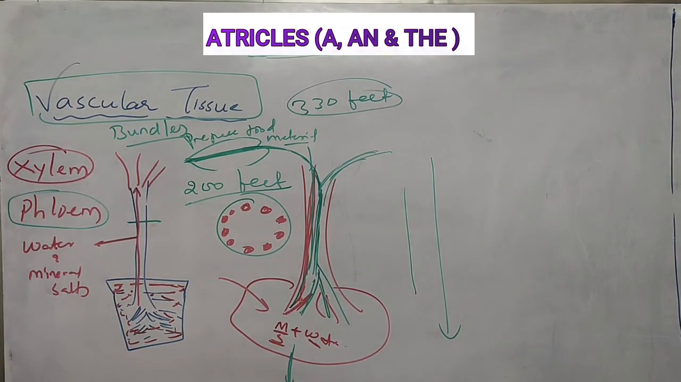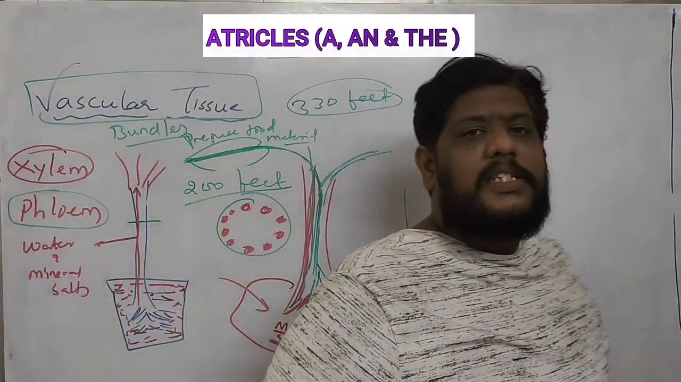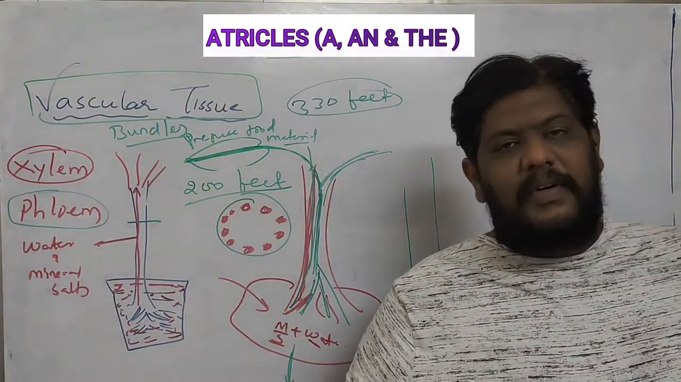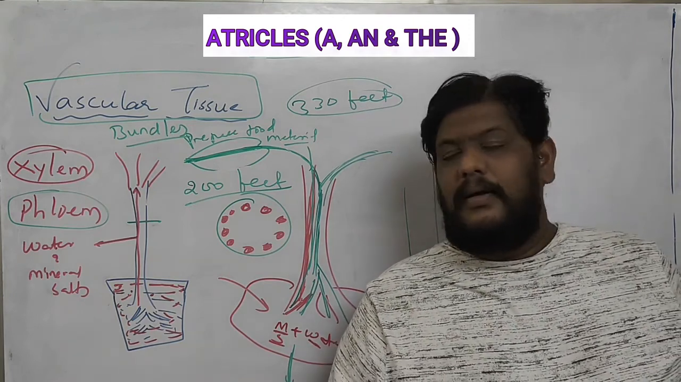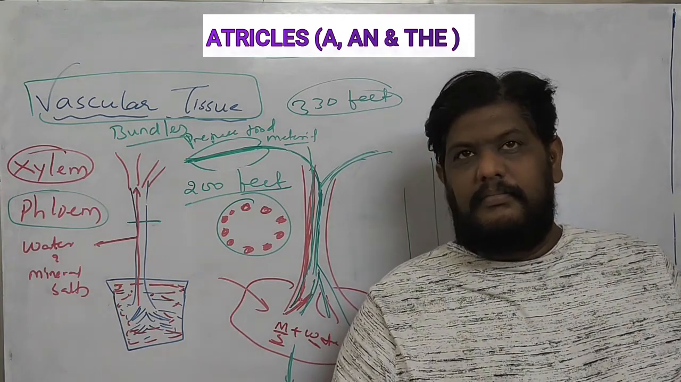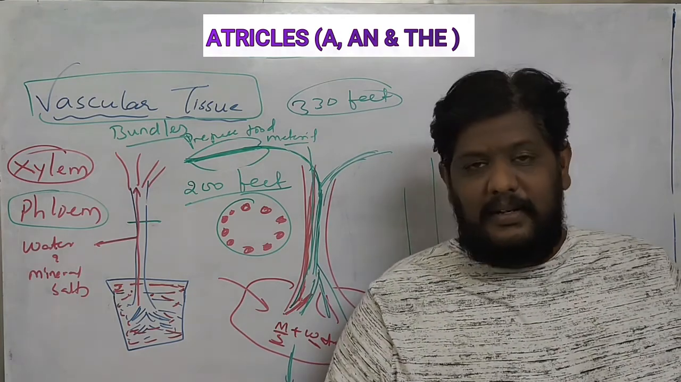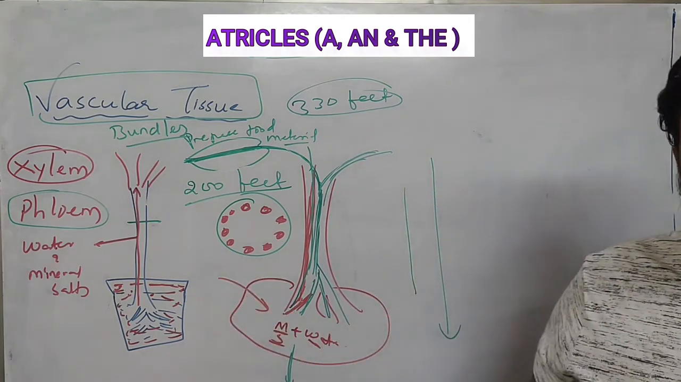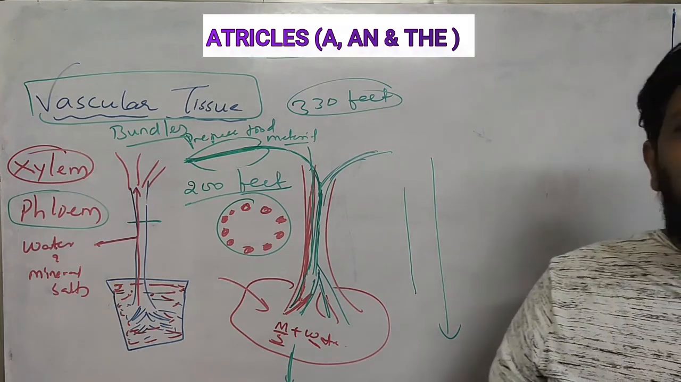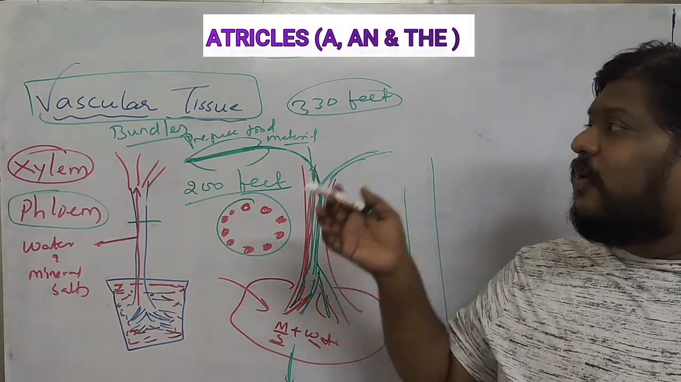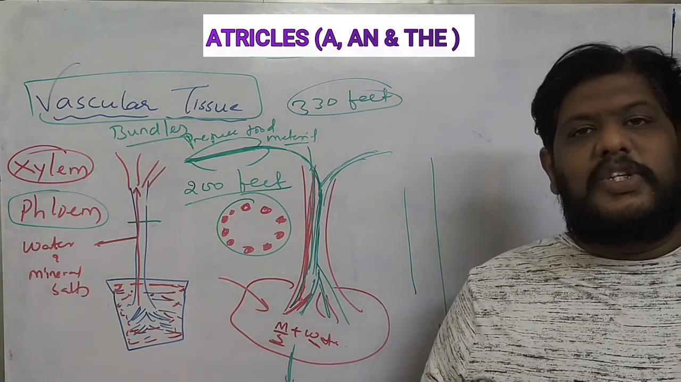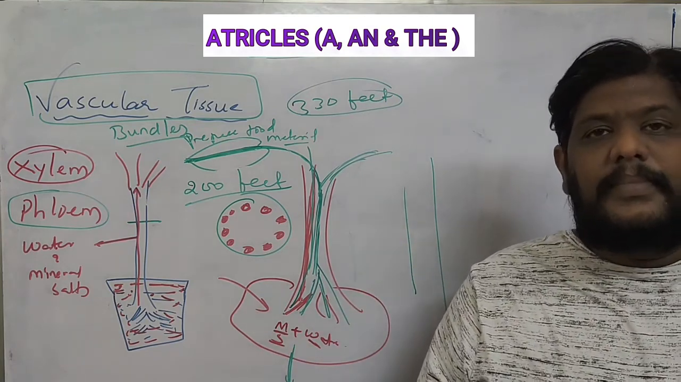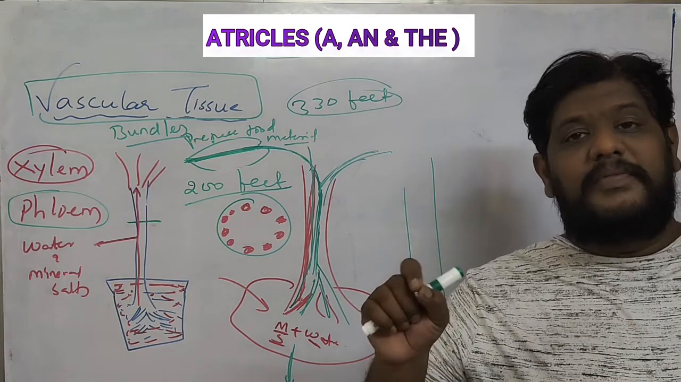So what are the 4 tissues we have read till now? What is the first one? Meristematic tissue. What is the second one? Dermal tissue. What is the third one? I forgot actually. Ground tissue. 4th one is vascular tissue. Of all these 4, the first one, meristematic tissue, what does it help in? It helps in the growth of the plants.